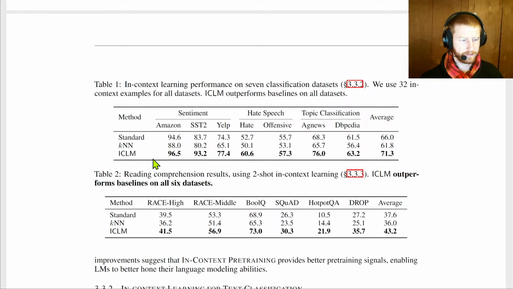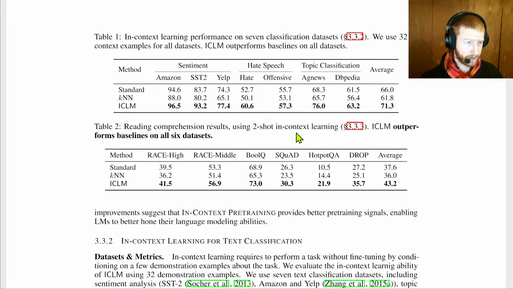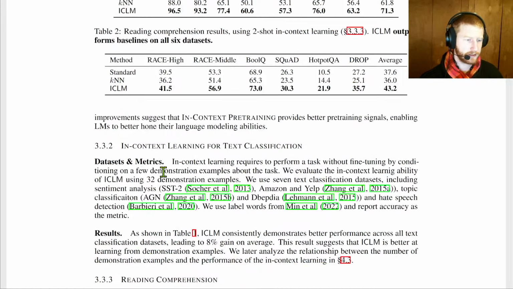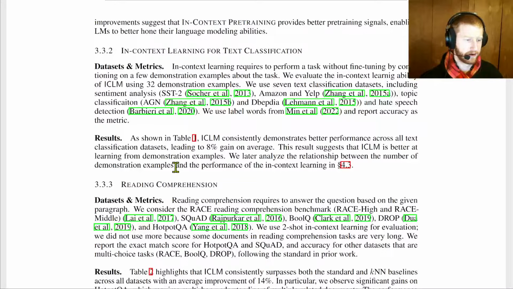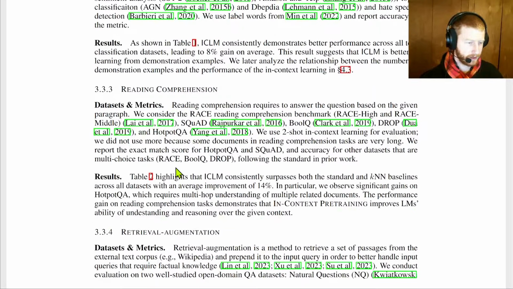Their in-context version outperforms the others. That's a nice bold bottom row. Oh wait, that's this one here. And then reading comprehension results using two-shot in-context learning. It outperforms the baselines. Okay, so some nice solid metrics to back up their theoretical claims.